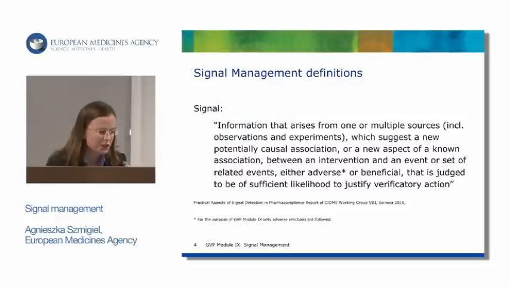Defining a signal, the definition comes from the CIOMS Working Group 8, and a signal is information that arises from one or multiple sources, including observations and experiments, which suggest a new, potentially causal association or a new aspect of a known association between an intervention and an event or set of related events, either adverse or beneficial, that is judged to be of sufficient likelihood to justify verificatory action. And for the purpose of the module, only adverse reactions are followed.